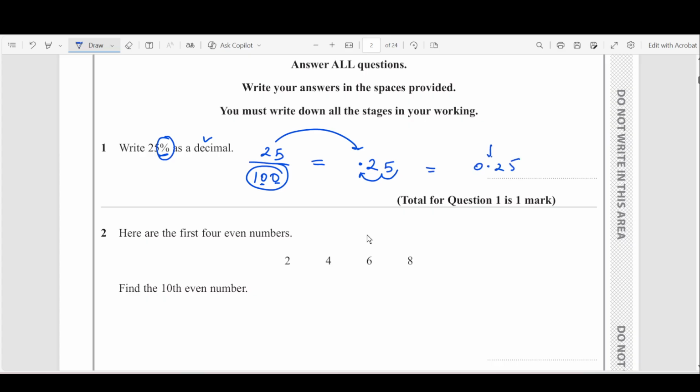When the number starts with the decimal, like here, we put a 0 in front of it so that this is clearly distinguishable. Okay.